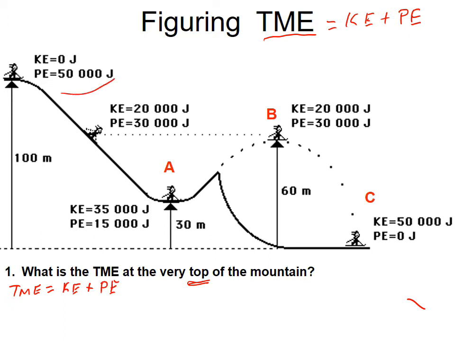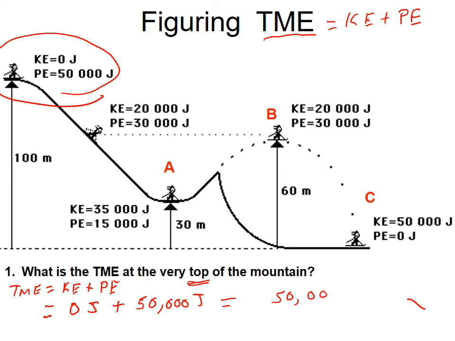So for the top of the mountain, we're going to use these figures up here. So the kinetic energy is 0 joules, so the energy of motion before she goes down the slope is 0, plus the potential energy, which would be 50,000 joules. That's the energy of stored position, and that would give me an answer of 50,000 joules for the total at the top.